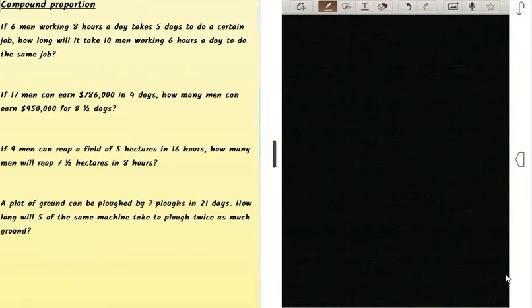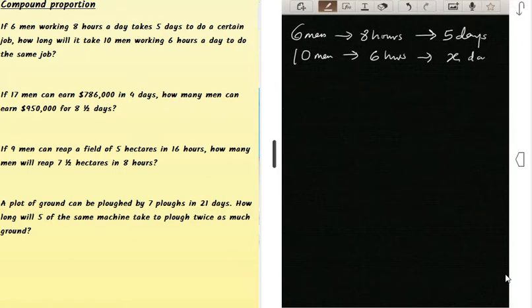Okay, we have two statements. Let's write out the statements and then try to solve the compound proportion. 6 men working 8 hours take 5 days to do a job. And then 10 men, the second statement, working 6 hours take a number of days, let's say X days, to do the same job.